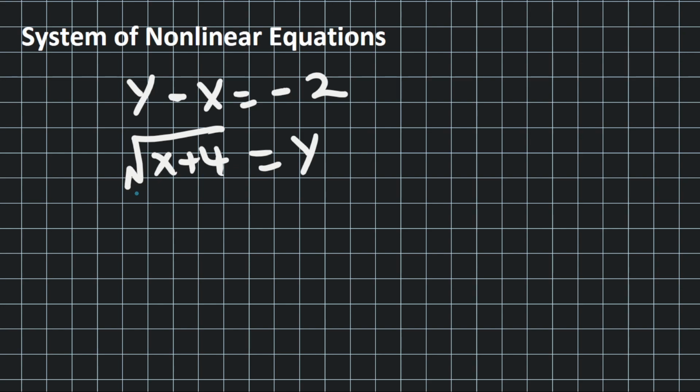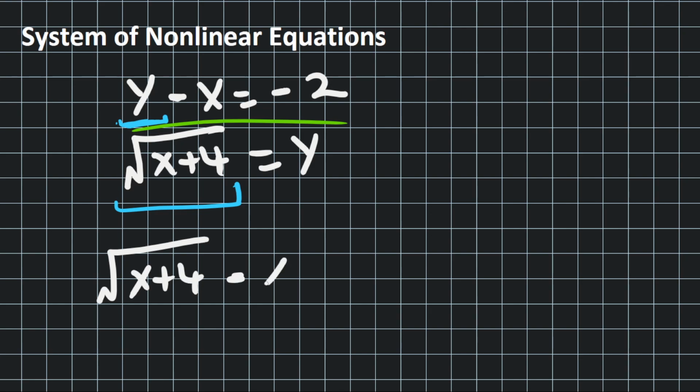And as you can see right here in this second equation, y has already been solved for us. Y is isolated. So now that y is isolated, we can actually substitute radical x plus 4 into the y in the first equation. So we can rewrite y minus x equals -2 as radical x plus 4 minus x equals -2. And all I did was substitute the y for radical x plus 4. And then we can continue to solve for x.